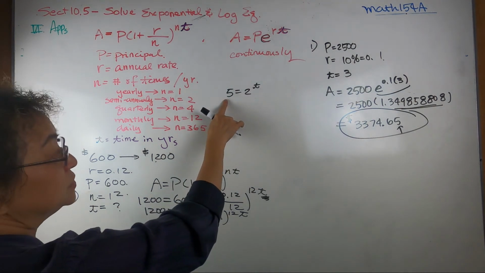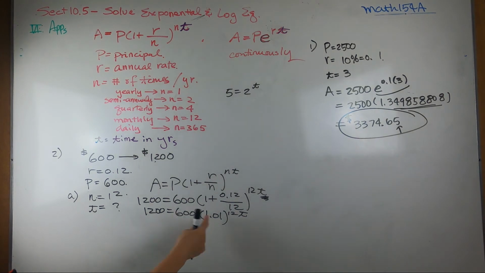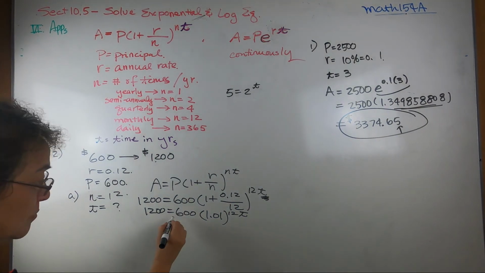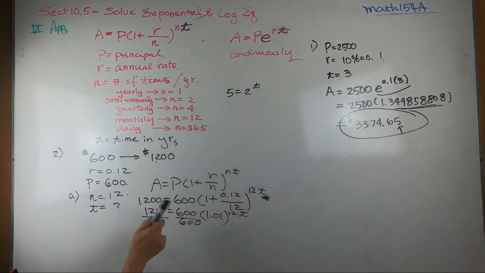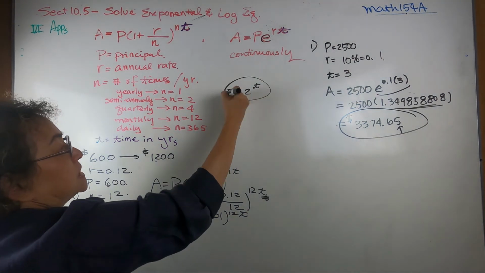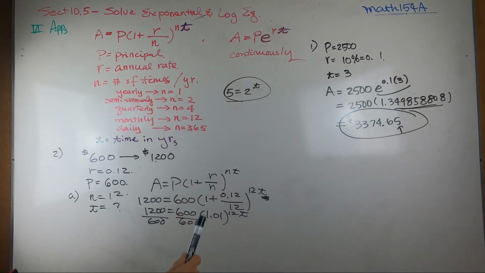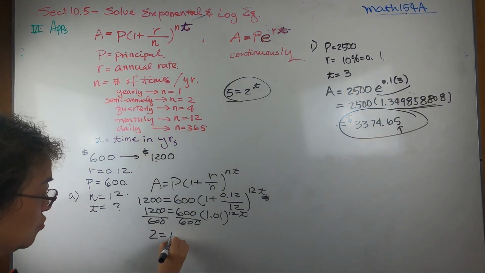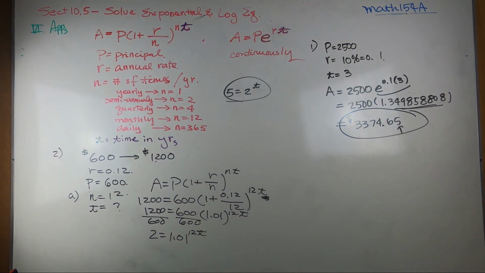We have a single number, then we have a different base. So you have too many numbers here. We better get rid of the 600 for some reason. Some of you just get stuck there. Okay? You need to change it to the simple style, with the variable at the exponential position. Then you can solve it. So you have 2 equals 1.01 to the 12t, right?